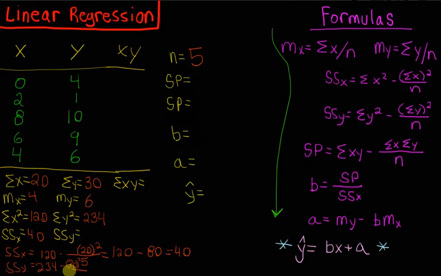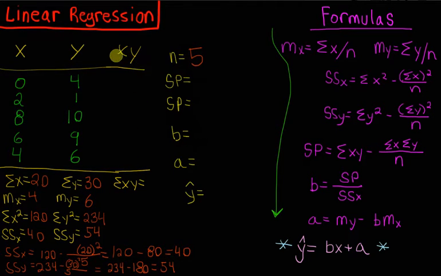squared over 5 as well. And that's going to leave us, what's 30 squared divided by 5 is 180. So we got 234 minus 180, and that's going to leave us with 54. Okay, so I'm going to throw in 54 right here. All right, good. So we filled out this column here.